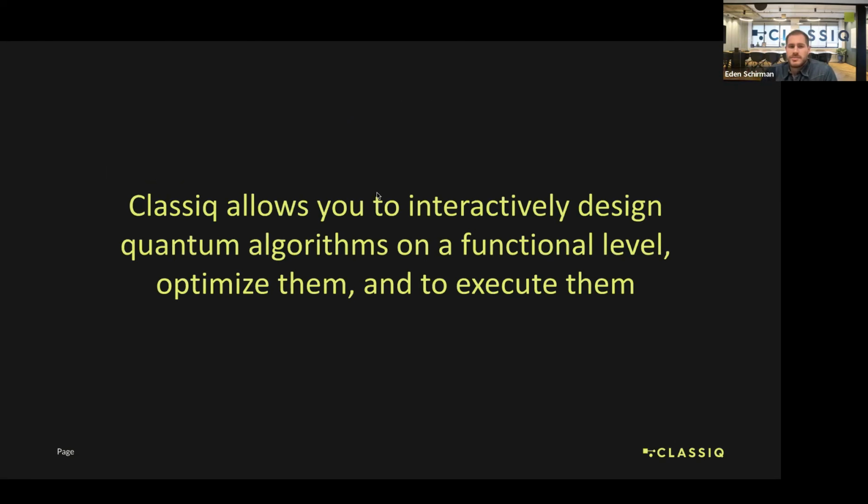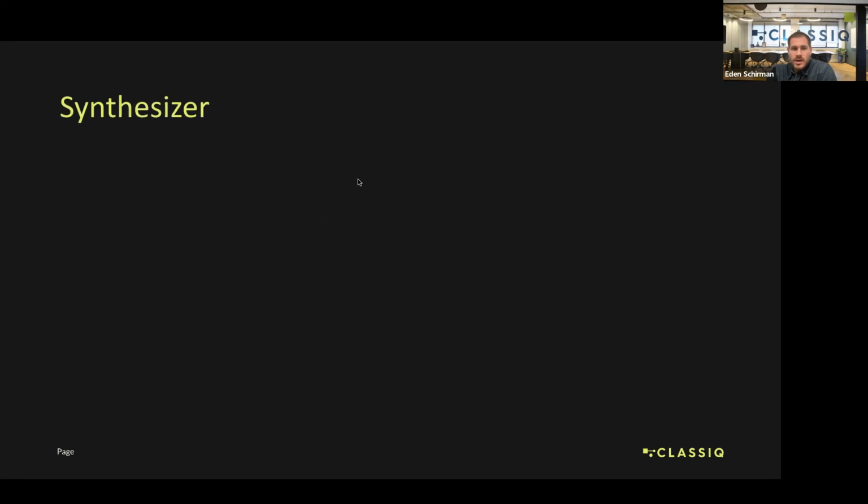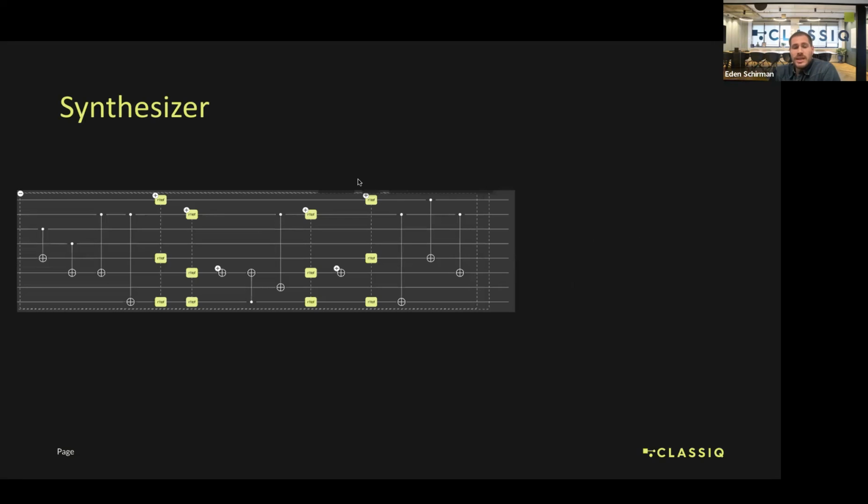So what Classiq does is allow you to interactively design quantum algorithms on a functional level, to optimize them and to execute them. This is the high-level description, so let's try to understand what it means. The first pillar of Classiq we can understand through the following example.